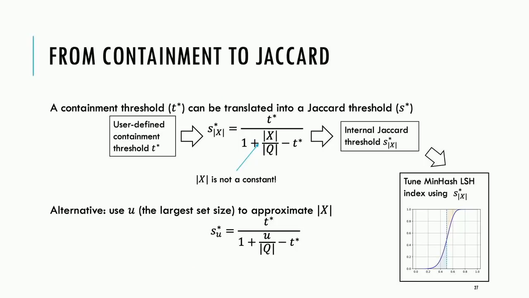There is a very big problem with this translation formula. Can you spot what the problem is? The problem is that x is not a constant. x is the size of the set, and of course there is more than one size in the index. So instead, we can use an alternative approximation. Instead of using the size of every single set, we use the maximum size of all the sets. That will give us a constant.